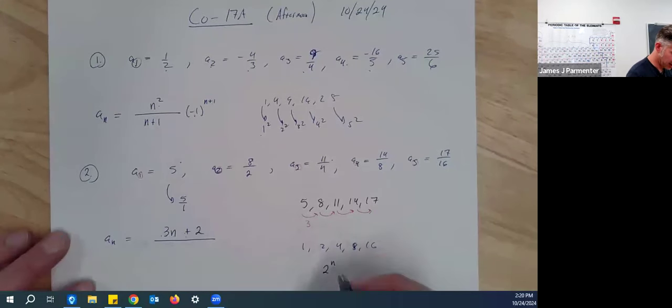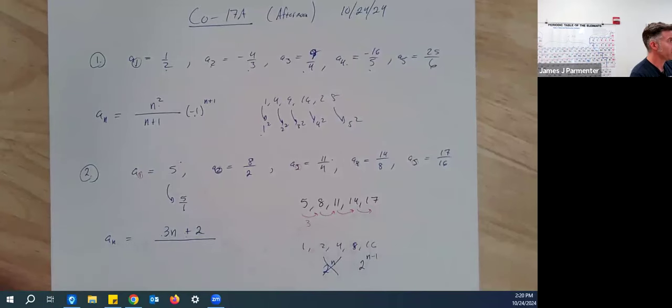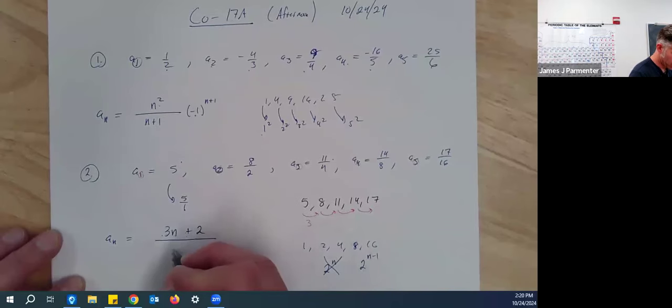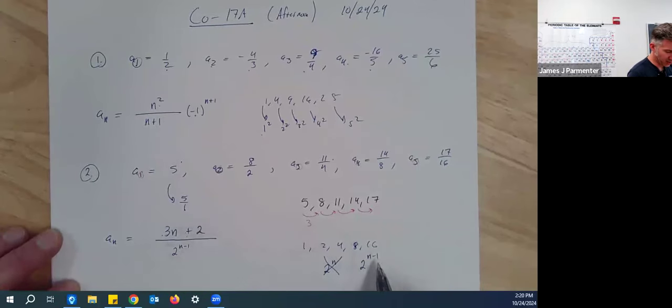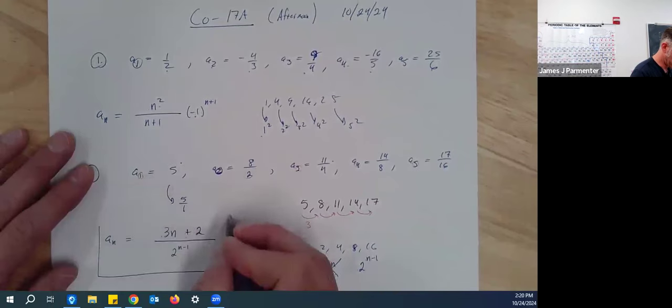So what I really need here is not 2 to the n, but 2 to the n minus 1. So that when I plug in n equals 1, my power is 0. And 2 to the 0 is 1. And when I plug in n equal to 2, I get 2 to the 2 minus 1, which is 2 to the 1, which is 2, and so on, and so on, and so on. So that would be my formula for this.